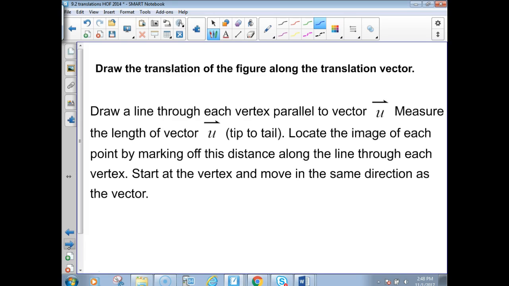So we're going to draw the translation of the figure along the translation vector. We need to draw a line through each vertex parallel to vector U. You measure the length of the vector to the tail. We're going to need a ruler. And we locate the image of each point by marking off its distance along the line through the vertex. You start at the vertex and move in the same direction as the vector. I know you probably heard nothing from what I just said.